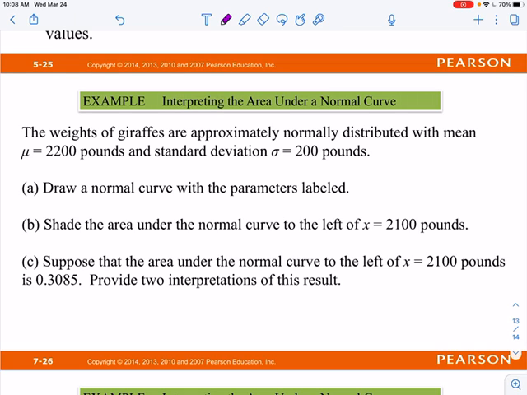So here's an example. The weights of giraffes are approximately normally distributed with a mean of 2,200 pounds and a standard deviation of 200 pounds. Draw a normal curve with the parameters labeled. Again, we're just going to do the normal curve with the mean in the middle. And then we're going to shade the area under the normal curve to the left of 2,100 pounds. And then for part C, we're going to suppose that the area under the normal curve to the left of 2,100 pounds is 0.3085. And we're going to provide two interpretations of that result.